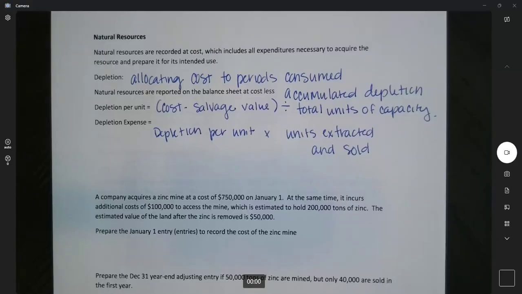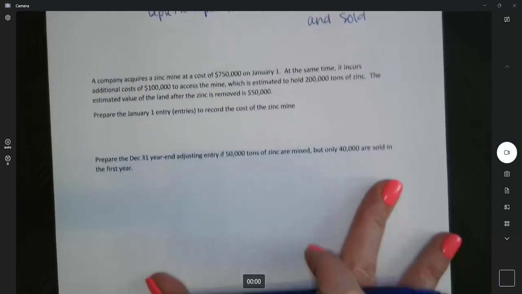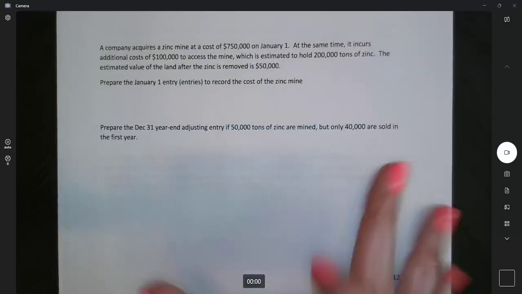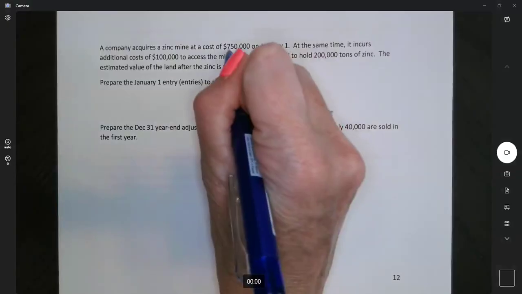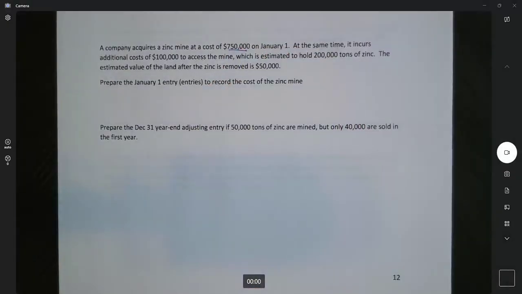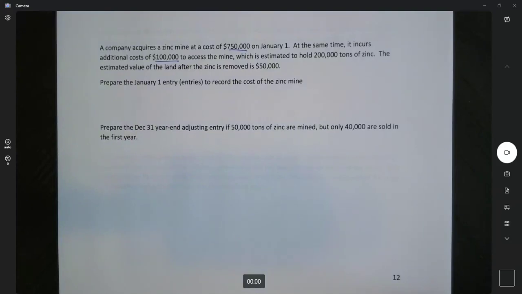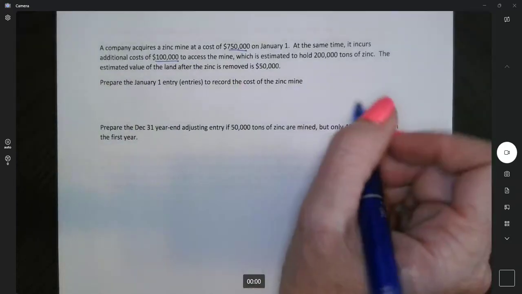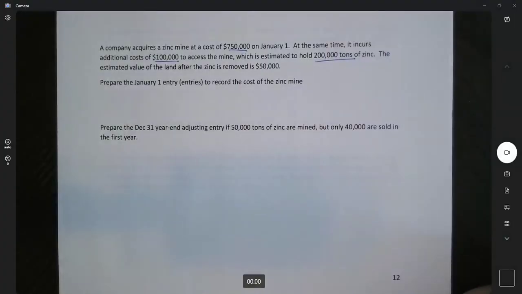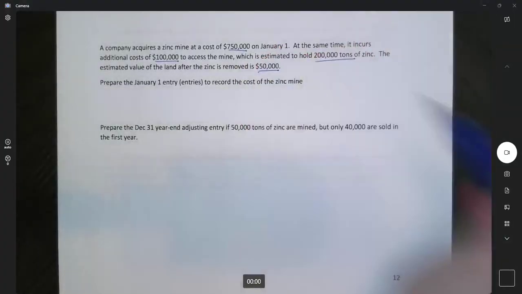Now, important thing to keep in mind, if we do not sell all of them, we will have an additional entry for inventory. And I'll show you an example of that down below. A company acquires a zinc mine at a cost of $750,000 on January 1. At the same time, it incurs additional costs of $100,000 to access the mine, which is estimated to hold 200,000 tons of zinc. The estimated value of the land after the zinc is removed is $50,000.